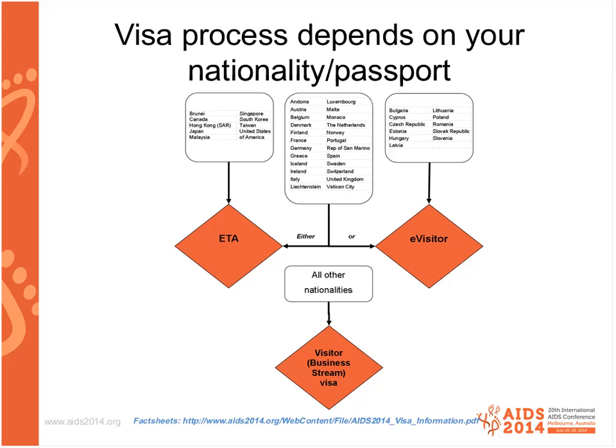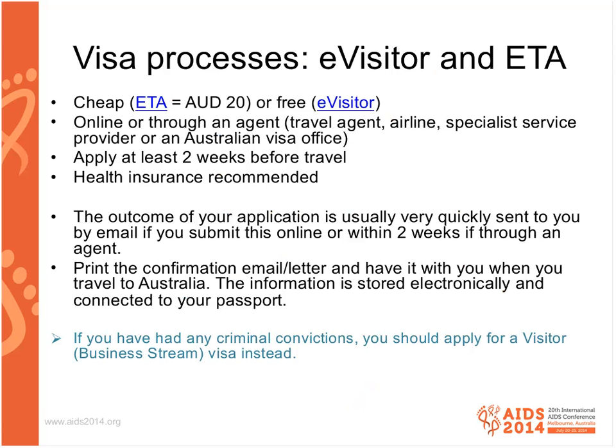However, if you hold a passport from one of the countries that are in the upper boxes, you can choose or have to take one of the other processes. So for example, if you're from Canada or the United States of America, you should follow the ETA process. If you're from Austria or Norway or the United Kingdom, you can choose whether you go to the ETA process or the e-Visitor process. If you're from the Czech Republic or Poland or Slovenia, you need to follow the e-Visitor process. And as I said, all other nationalities need to follow the Visitor Business Stream process.